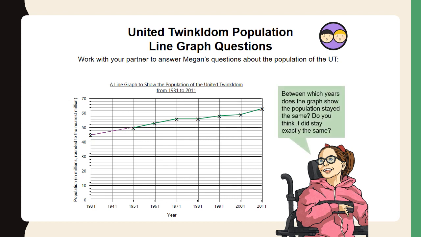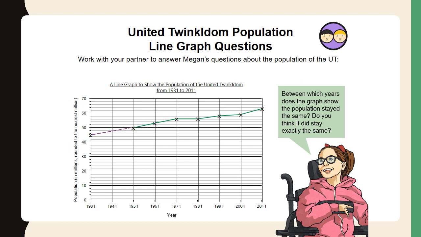Now let's have a go answering another of Megan's questions. Between which years does the graph show the population stayed the same? Do you think it did stay exactly the same? So have a look. How will we know if it stayed the same in that decade? How will we know? What are we looking for?